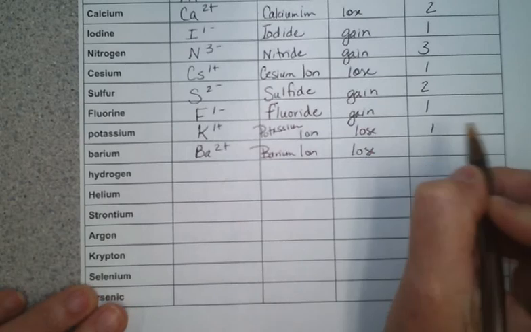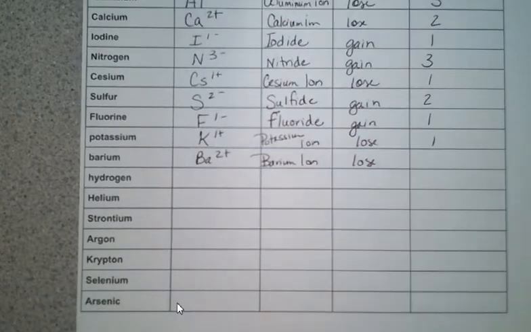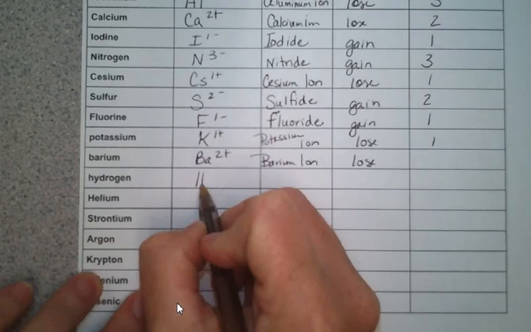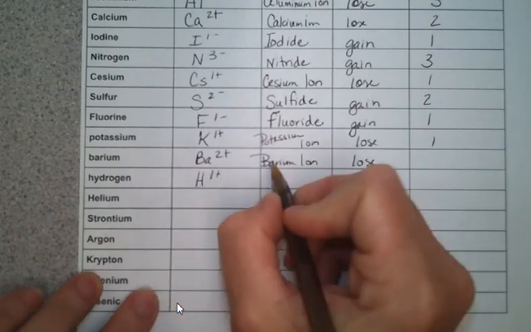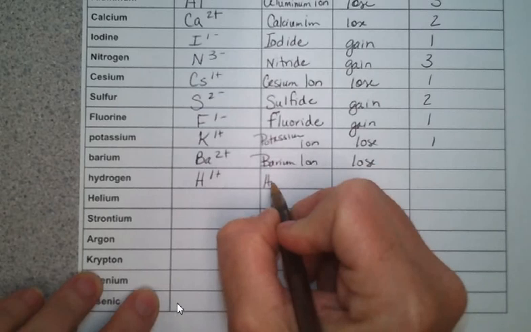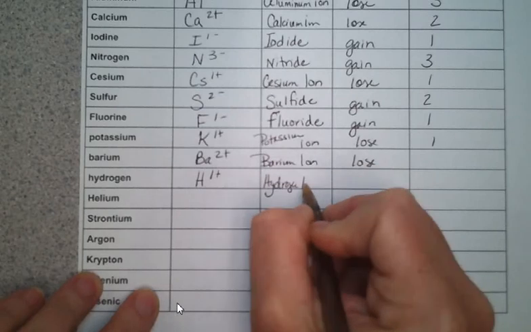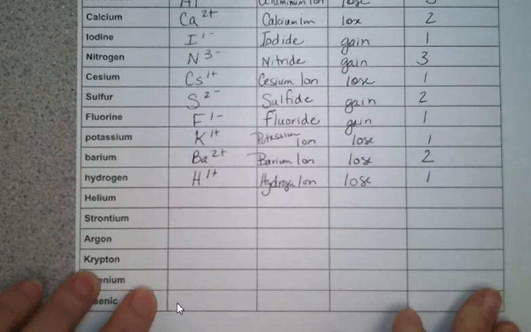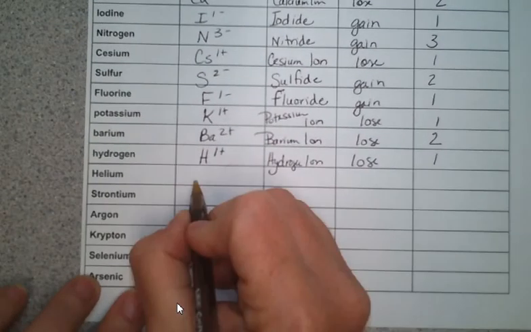Okay, so let's pick back up. So we've got hydrogen, which is 1 plus. So this is a hydrogen ion, and it is going to lose 1. This one lost 2. All right, so let's look at helium. Remember, helium is 0, so it does nothing.